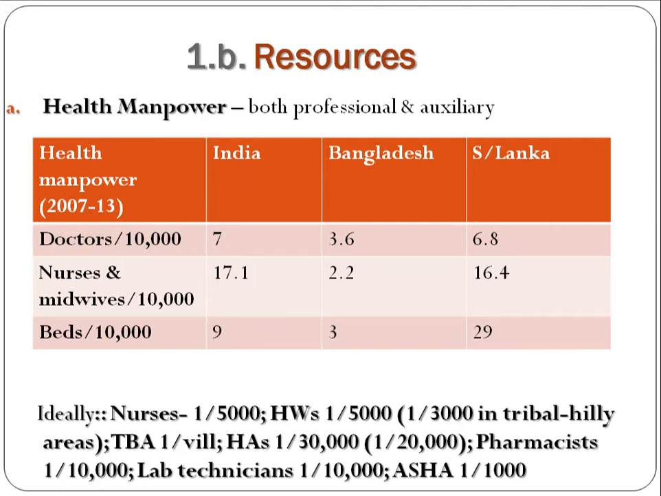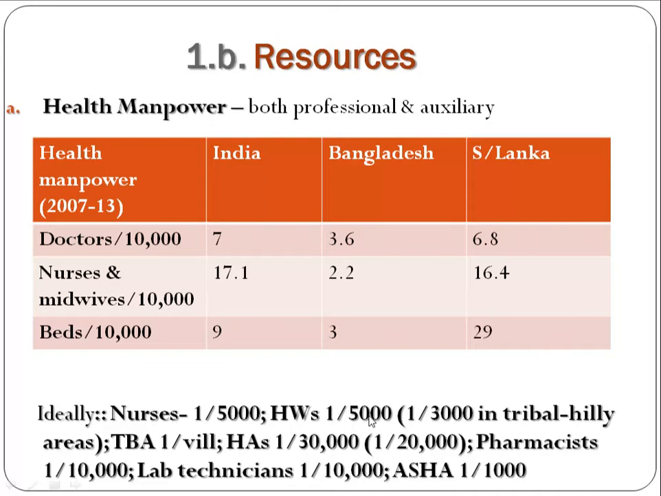Now, there are certain ideal ratios which have been developed by the WHO. Maybe asked in the exam if you are doing well. Actually, WHO says there should be 1 nurse per 5,000 population. Whereas if you calculate this, we are okay with it, I think. In India there are 17.1 nurses and midwives per 10,000.